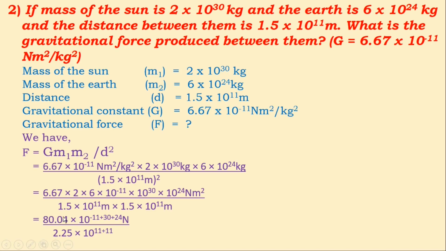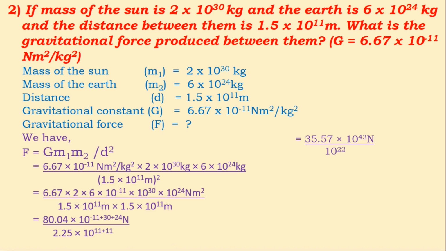We are going to divide this 80.04 by 2.25, because number interacts with number and power of 10 interacts with power of 10. So after the division of 80.04 by 2.25, we'll get 35.57, and 10 to the power 43 is left, minus 11 plus 30 plus 24 means 10 to the power 43, and in the denominator 10 to the power 11 plus 11 is left, which is written as 10 to the power 22.